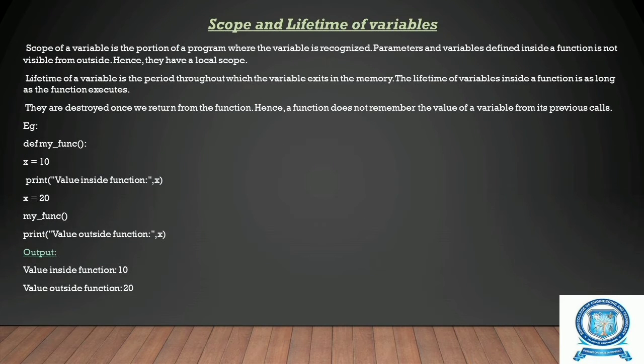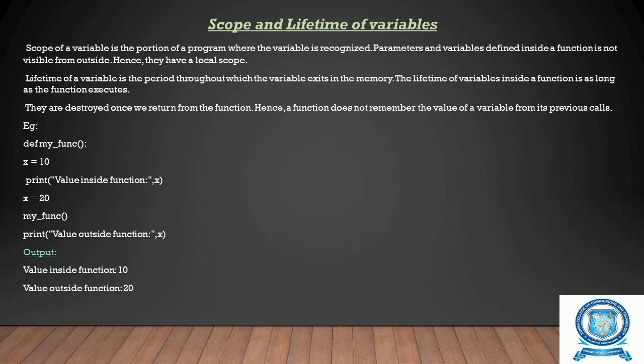Let us see about the scope and lifetime of variables. The scope of a variable is a portion of a program where the variable is recognized. So in which portion of the program this variable will be recognized is called the scope of the variable. Parameters and the variables defined inside a function are not visible from outside the function. So they have a local scope. That is called a local variable.